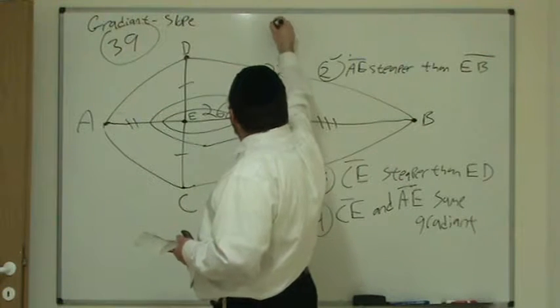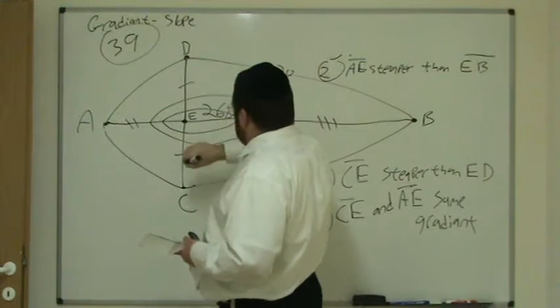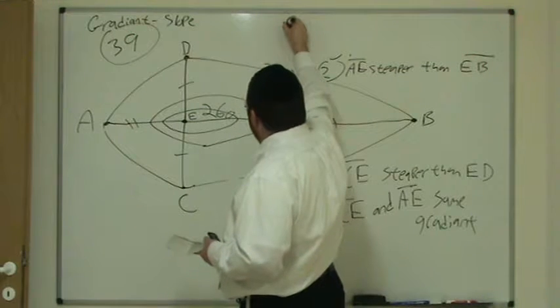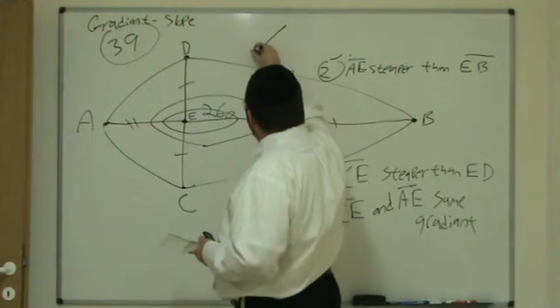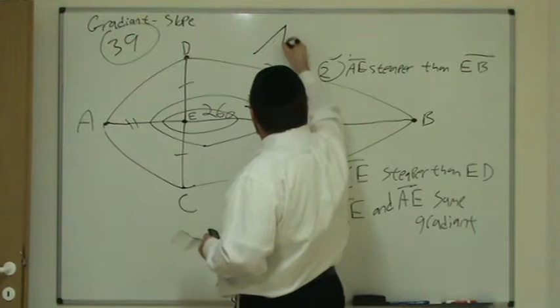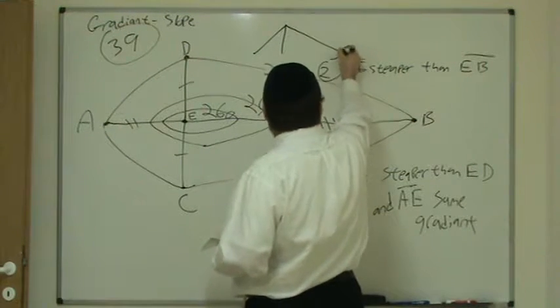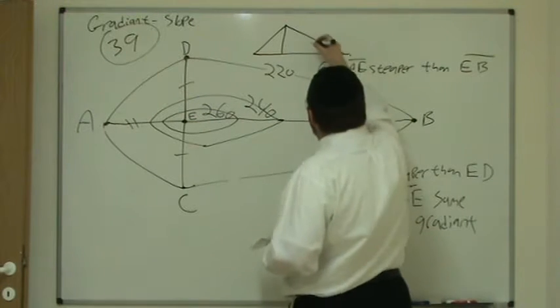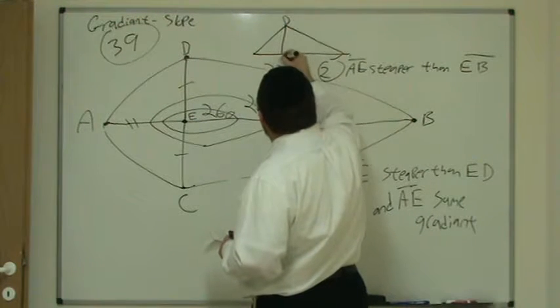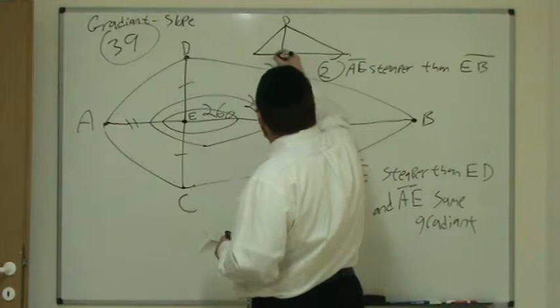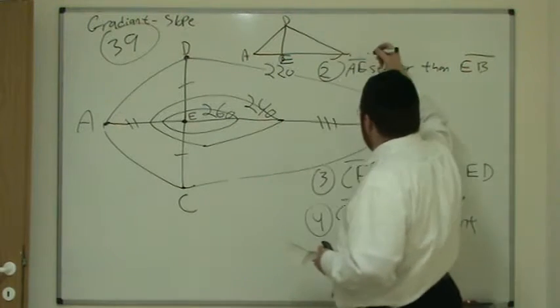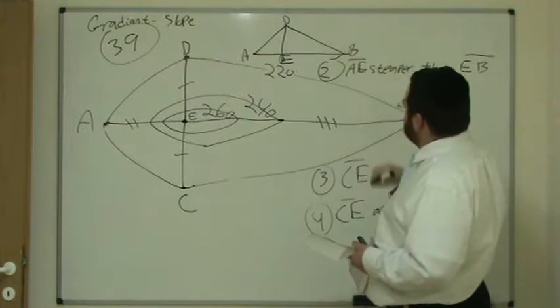It's like this. For A, we'll make it like a triangle. Here's D. This is A. This will be E in the middle. And this is B. So this is D, this is point E, this is point A, and this is point B.